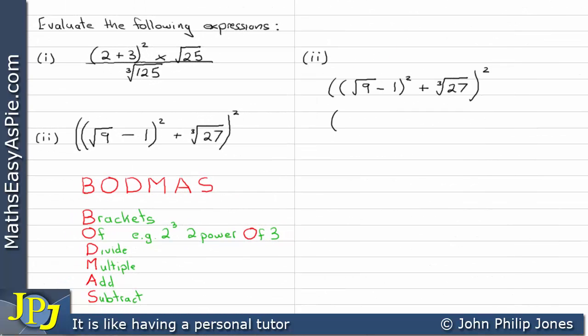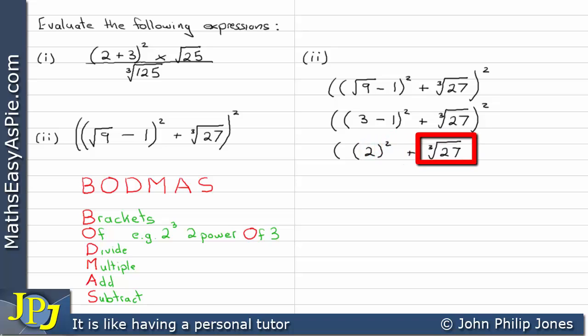Now this example has got inner brackets, as we can see, so I'm going to work on that first. So the square root of 9 is 3, minus 1, we put the squared back, plus the cube root of 27 is simply reproduced here, and then we close the brackets and square the lot. Now obviously 3 minus 1 is 2, that's squared, plus then we have the cube root of 27, and of course we then square the lot, and then we go and we have 2 squared is 4, plus, and the cube root of 27 is 3, all that squared, and 4 plus 3 is 7. We square that to give us 49.